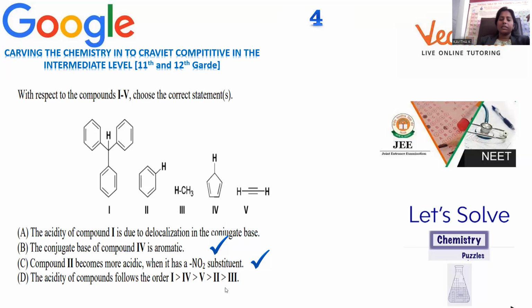This is the order they are saying, but it is absolutely wrong, because in this compound, whatever cyclopentadiene is there, this will become more acidic, because whenever one of the hydrogens is removed, it becomes aromatic. So any compound becoming aromatic has a stronger tendency to lose H plus, no? That's the reason why it will be the most acidic among all the given options. This is not the correct order.